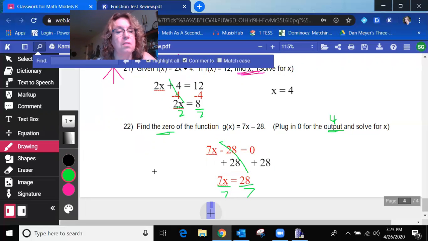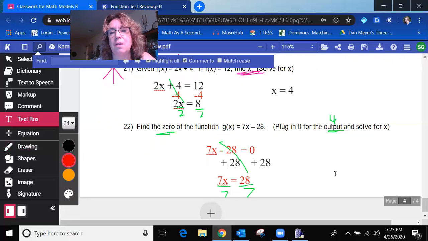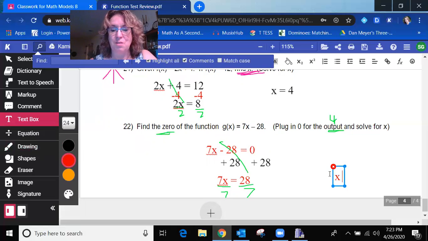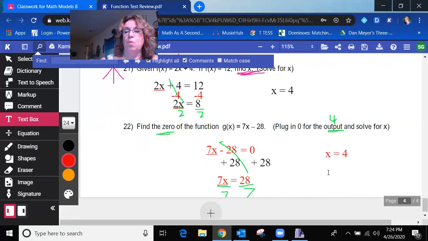Divide by 7. Again, that's pretty rare that they're both the same answer, but they happen to both say x equals 4. Done, we did it.